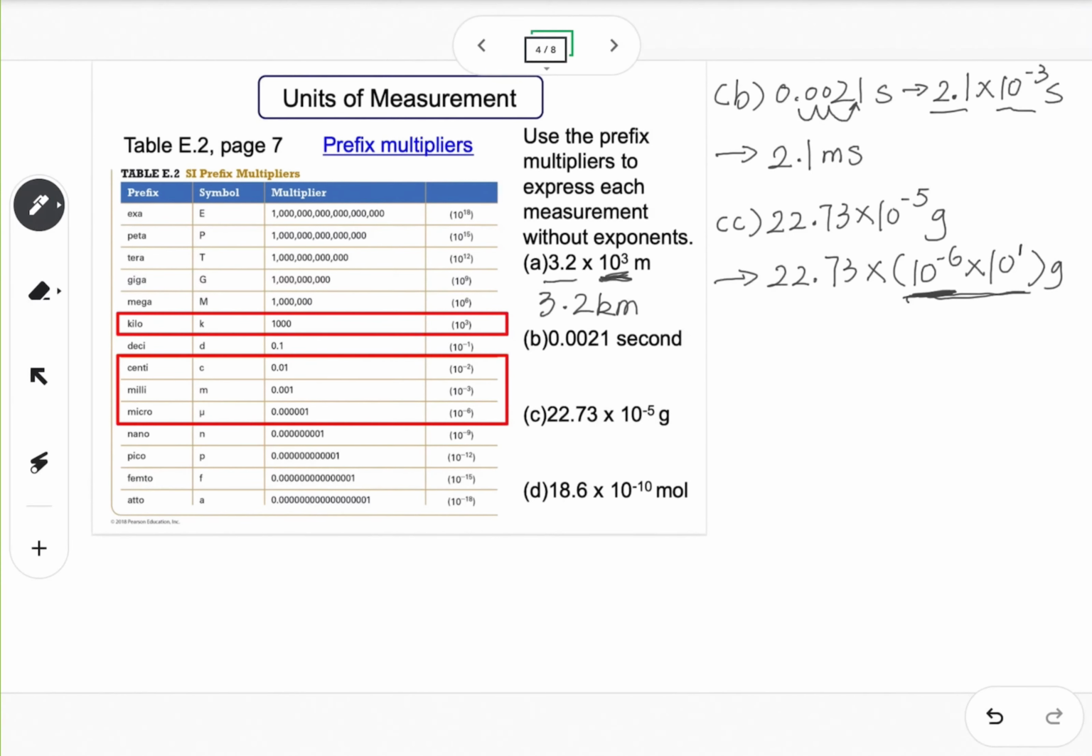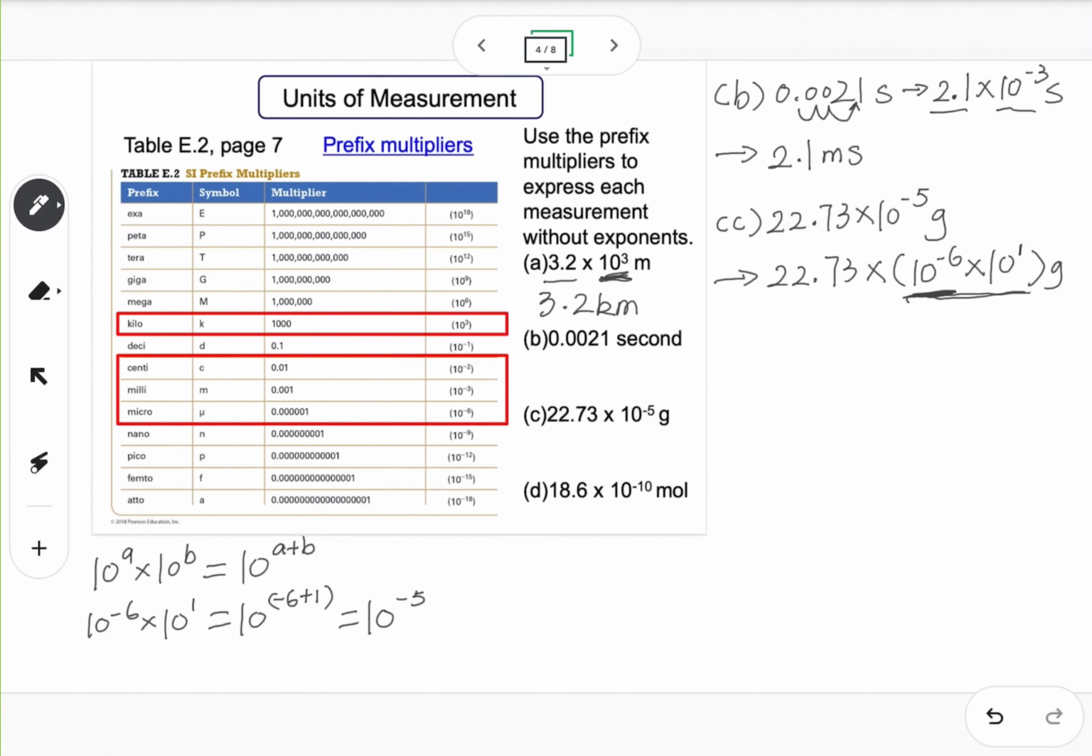If you happen to remember the math, multiplication involving exponents, 10 to the a times 10 to the b equals 10 to the a plus b. And for our problem here, 10 to the negative 6 times 10 to the 1 equals 10 to the negative 6 plus 1. And that will give us 10 to the negative 5. So as you can see, I split the 10 to the negative 5 into 2 parts, but the value itself remains the same.